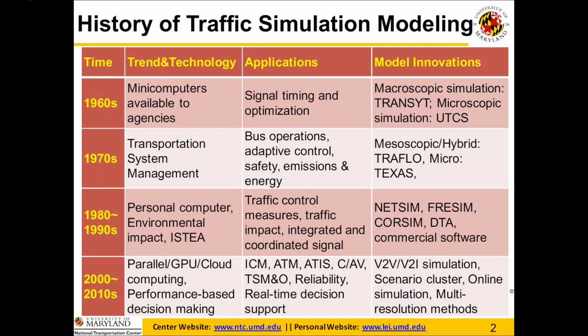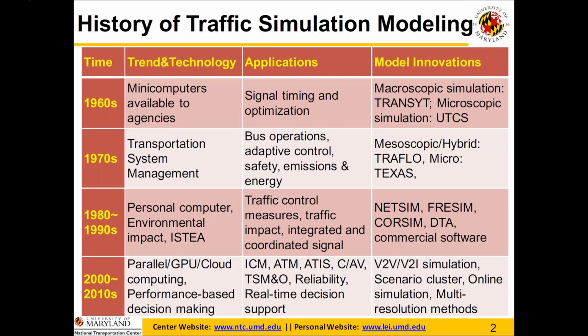we're seeing here. Number one point I want to make is that model innovations are almost always driven by application needs and by bigger trends in society. Now, when we talk about traffic modeling, we see a lot of applications of parallel GPU cloud computing to support performance-based decision-making. In terms of applications, we're looking at different kinds of demand management and real-time decision support, where we need to make traffic management or demand management decisions in real time.